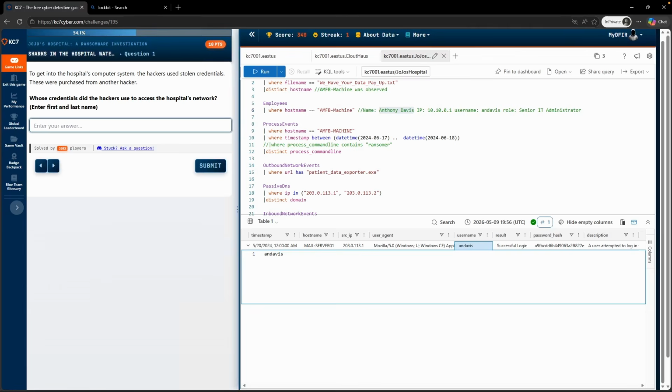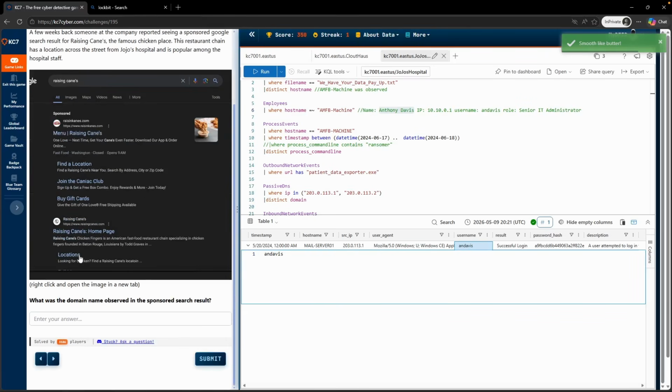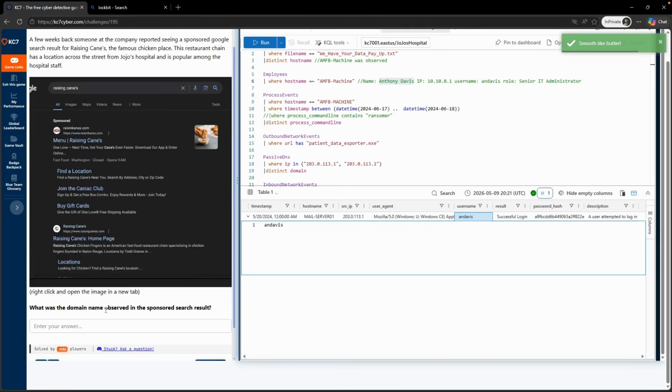Alright, let's continue on to part 2. This question says, whose credentials did the hackers use to access the hospital's network? Enter in the first and last name. Well, we know that they logged into Anthony Davis's account, so that is likely our answer to question number 1. Perfect. Going down here, what was the domain name observed in the sponsored search result?